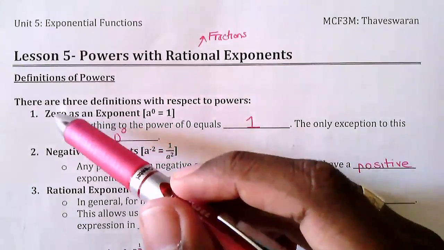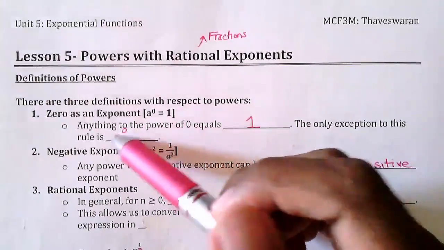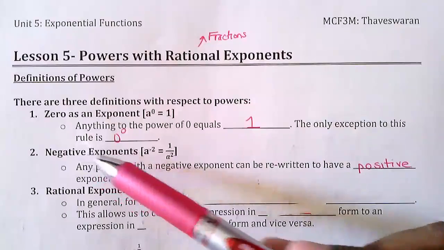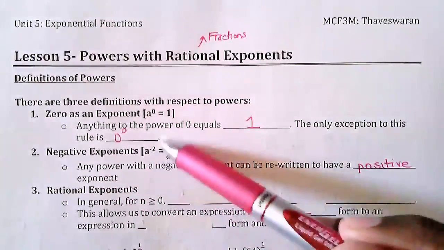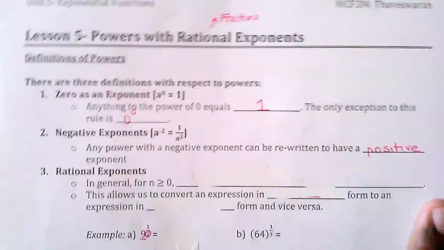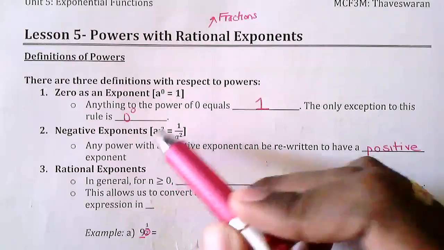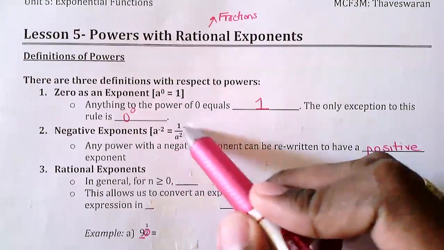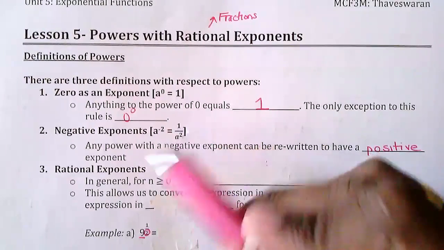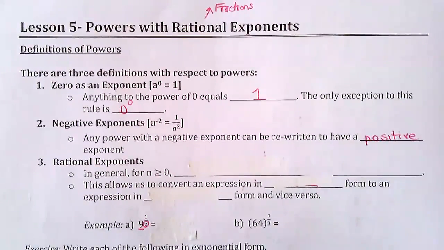So the first one we said was 0 as an exponent. Anything to the power of 0 will equal 1, except for 0 to the power of 0. Then we looked at the definition with negative exponents. Whenever you have a power with a negative exponent, we can always rewrite it to have a positive exponent. So in this case, we would rewrite it so that it's a fraction. The 1 is always the numerator, and the denominator is essentially this, but the exponent has become positive. And then we have our third rule, and that's the rule we're going to learn today.